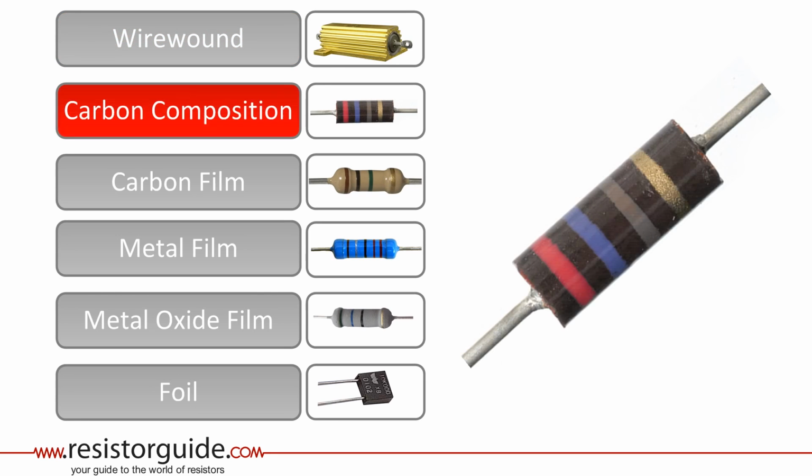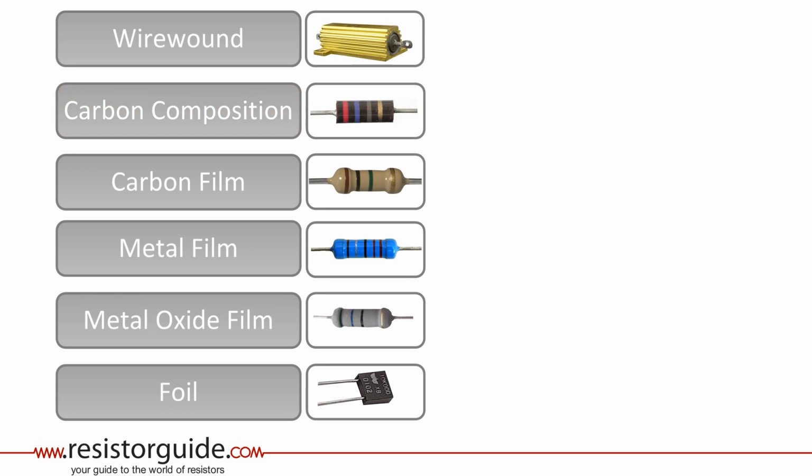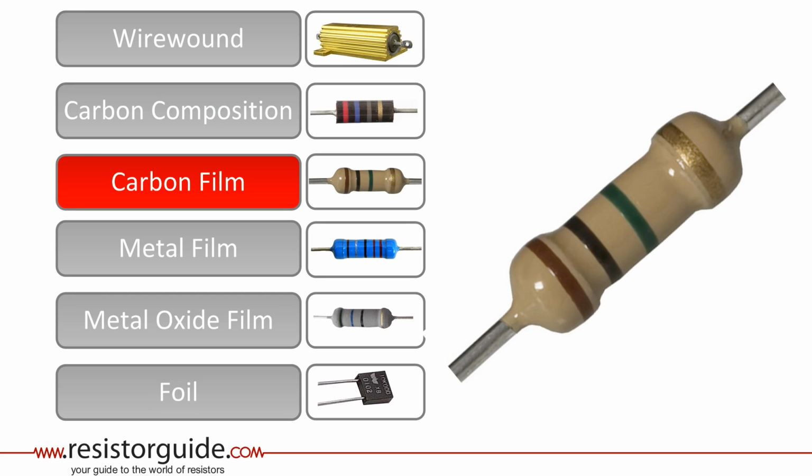Carbon composition resistors are constructed with a mixture of a non-conducting ceramic and fine carbon particles. They are also very old and used to be the most common resistor type a few decades ago. Although their properties are inferior to other types, regarding for example tolerance, they are still in demand for certain applications. For example, they have the ability to withstand high energy pulses. Carbon film resistors are widely used today.